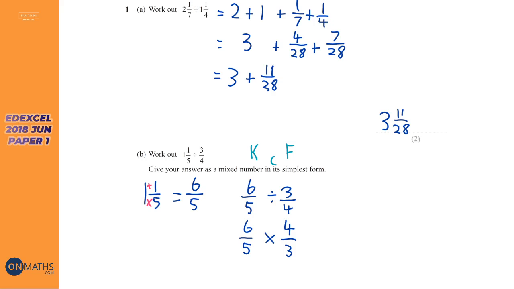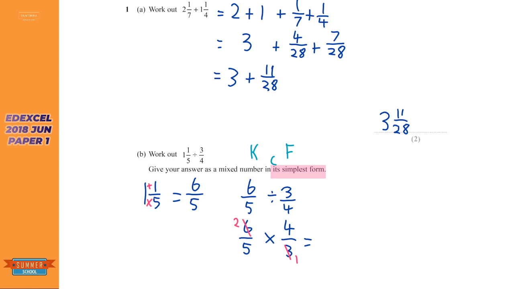So we can actually at this point, because again the question's asked for it in its simplest form, we've learnt from the previous question that we can actually do that now. So if you have a look at the top and have a look at the bottom and see if there's any number we can cancel. So that's 6 and that 3, we can divide them both by 3. So that becomes a 2, that becomes a 1. It just means we don't need to cancel at the end.